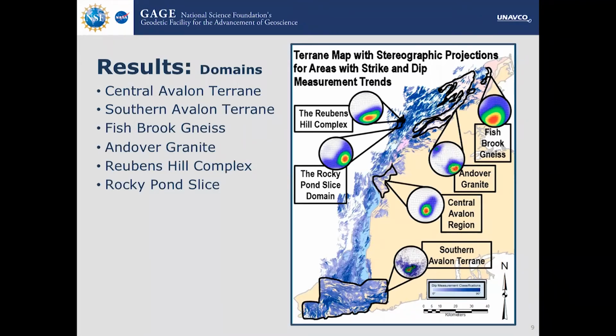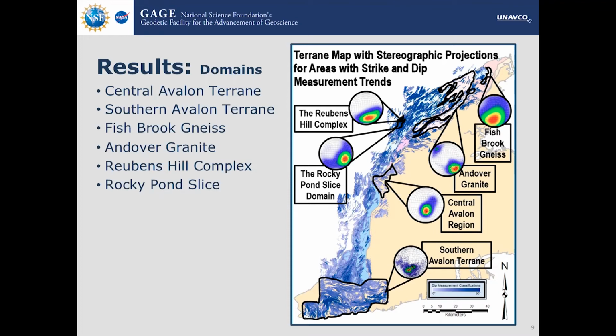Now, the stereographic projections for these, as you can see, are depicting the same thing, the clusters, which are the 90-degree, or the normal to the plane. And for the Fishbrook gneiss, the plane would actually be dipping to the northeast. The Andover granite would be dipping to the northwest. And the Andover granite and the Rubens Hill complex actually have a similar dipping plane, and so that would be to the northwest as well. The Rocky Pond slice domain is dipping to the northwest too, and the Central Avalon would be dipping towards the northeast. And then finally, for the Southern Avalon terrain, it would be dipping towards the northeast as well.